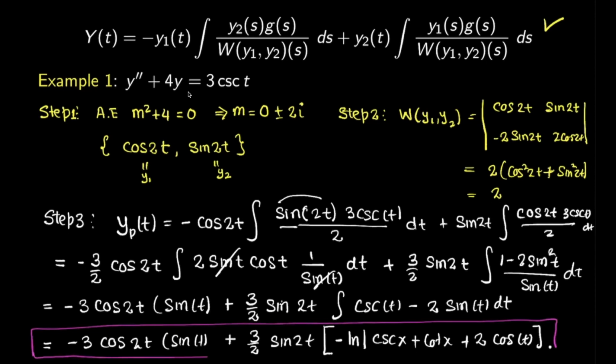It's a pretty long, complicated particular solution, but this formula is quite useful to find the particular solution. Also, you can notice that this function is 3 over sine of t, and the method of undetermined coefficients cannot be used here to find the particular solution. So the method of variation of parameters is one of the most successful methods to solve different types of forcing terms for the non-homogeneous differential equation.